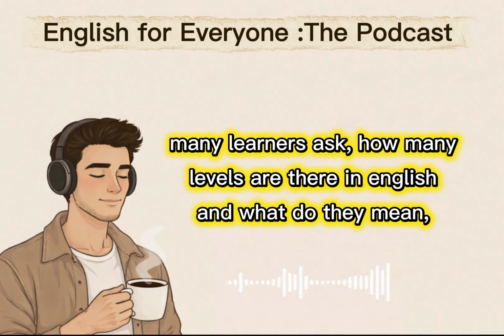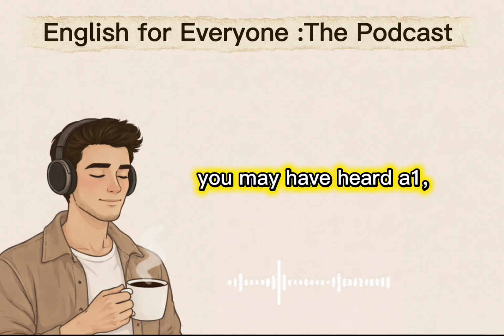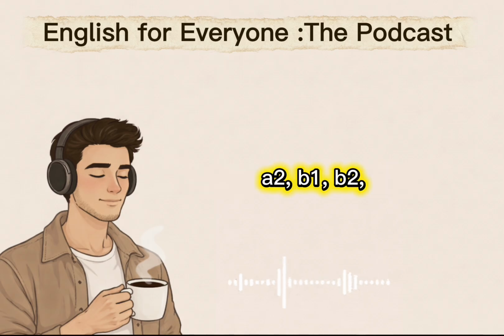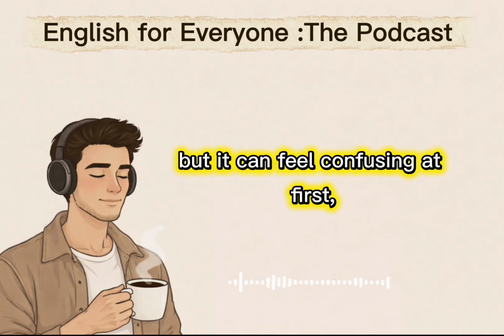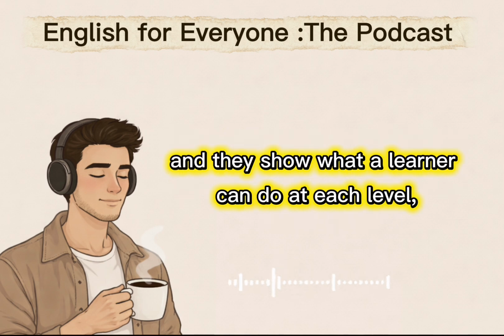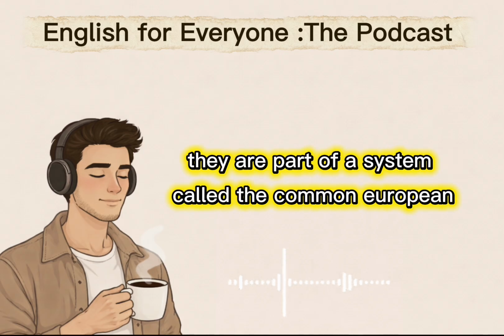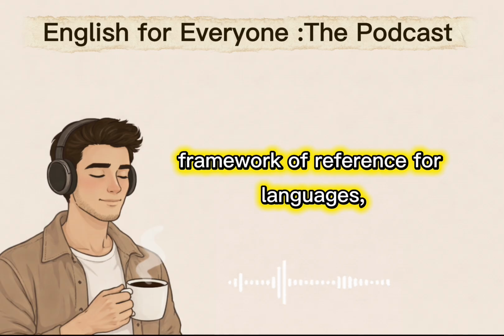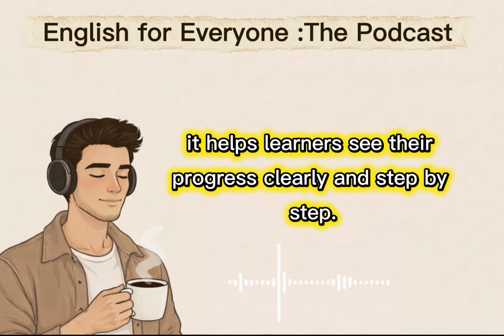Many learners ask, how many levels are there in English and what do they mean? You may have heard A1, A2, B1, B2, C1 or C2, but it can feel confusing at first. These letters represent stages of learning, from beginner to advanced, and they show what a learner can do at each level. They are part of a system called the Common European Framework of Reference for Languages. It helps learners see their progress clearly and step by step.